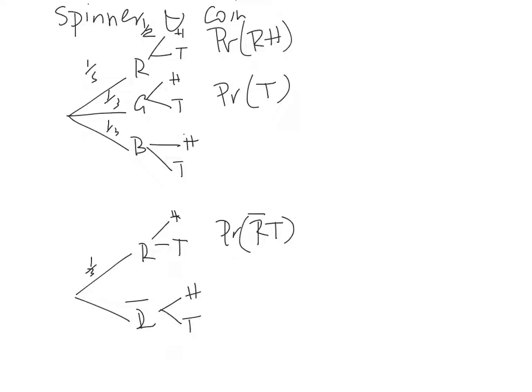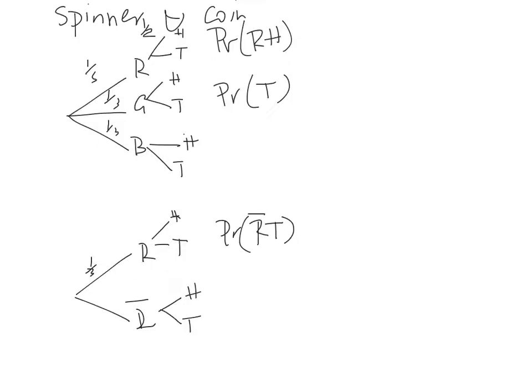Okay, now what we're looking at here is using tree diagrams to determine probabilities. So imagine we've got a spinner with three possible outcomes of red, green and blue, and we've got a coin being tossed with two outcomes of heads or tails. Now, we're going to look at this first case here, and we're going to use the calculation of probability.